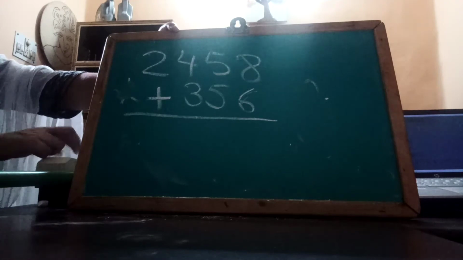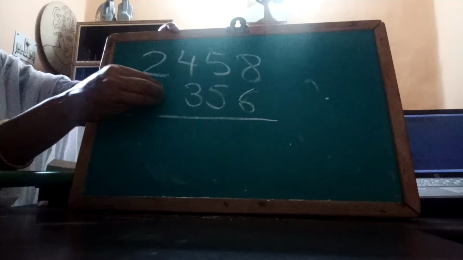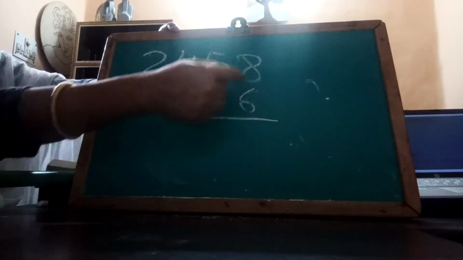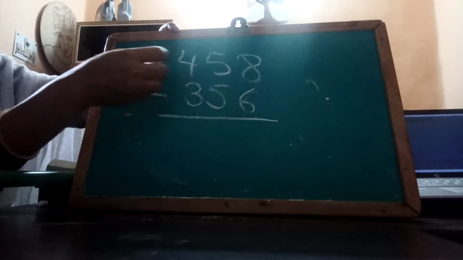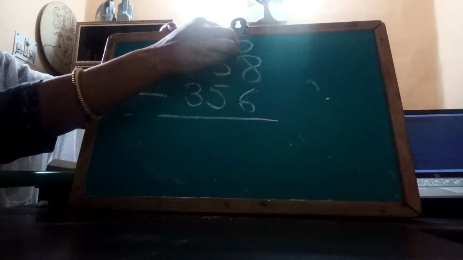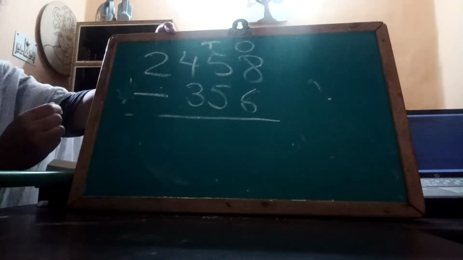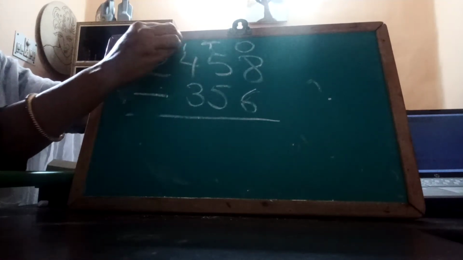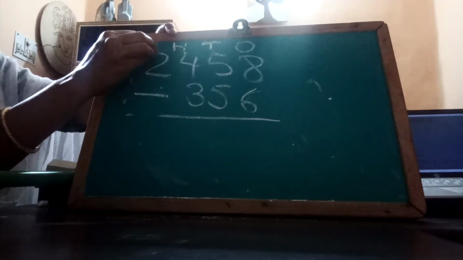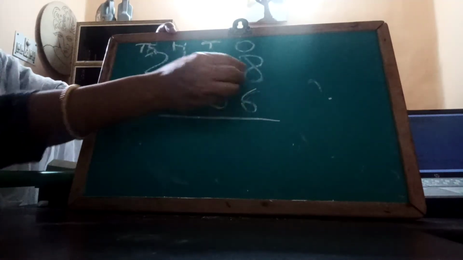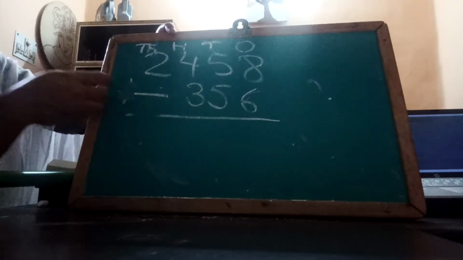Even if it is minus, you have to do the same thing. What will you do? You will write from the right hand side. Just keep arranging one number at a time. First number you are writing. This is ones place. This is tens place. This is hundreds place. And this is thousands place. Now keep arranging one by one. 8, 5, 4, 2. Now here just below that 6, 3, 5.